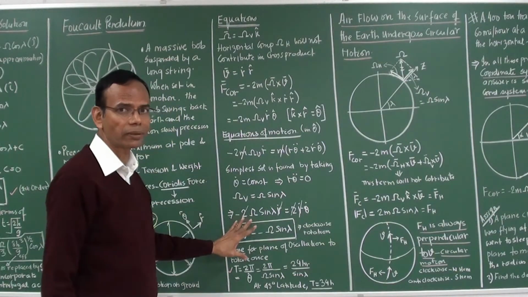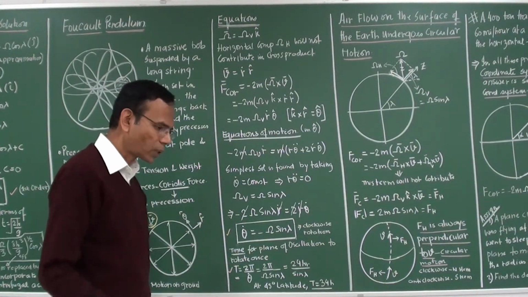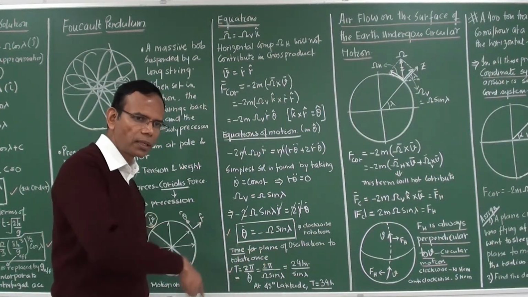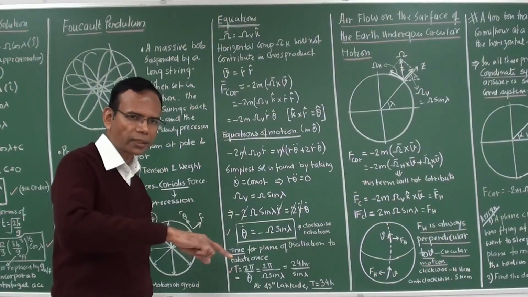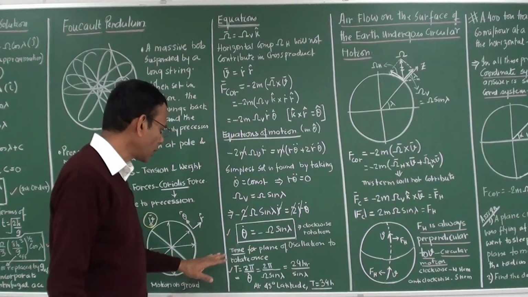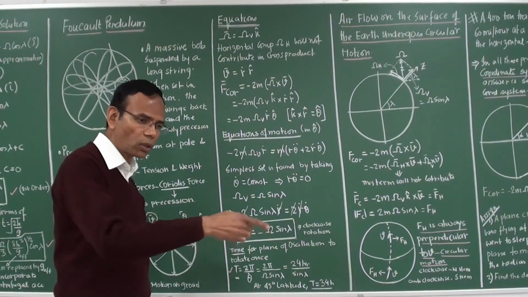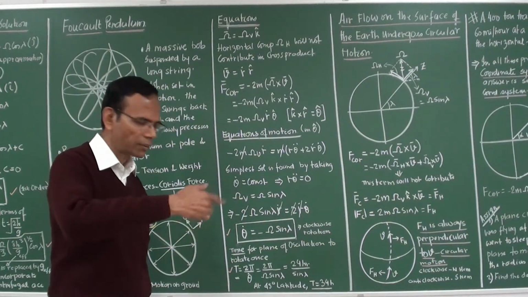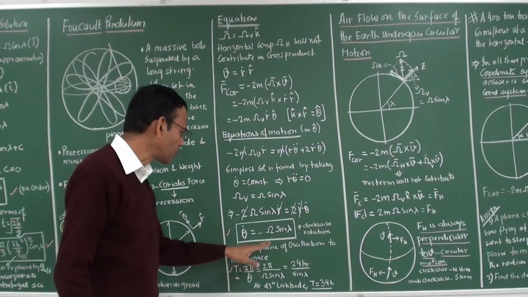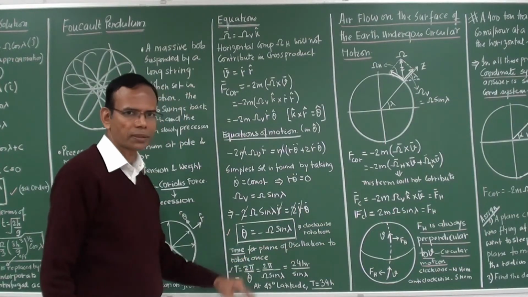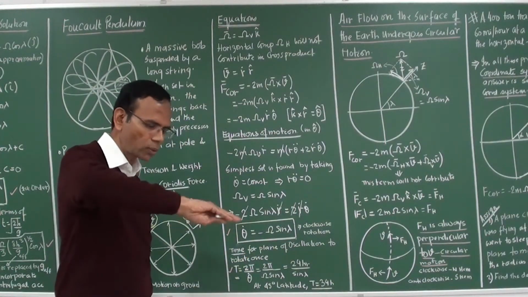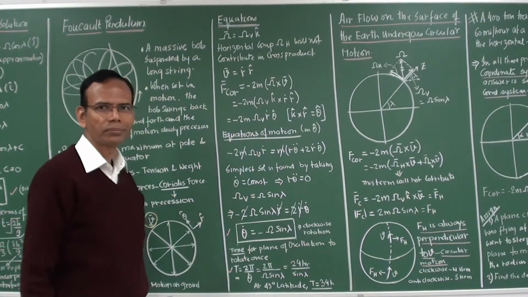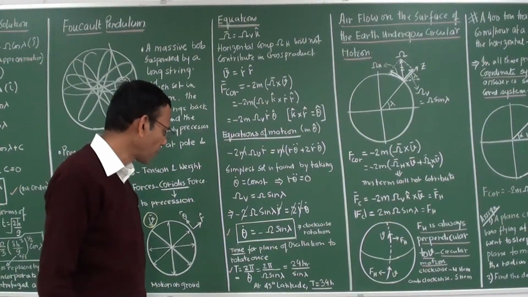So this is the important result we have got: what is theta dot? That means the angular velocity with which the plane is rotating. That means precession. Now let us try to find out the time period when it will come back to its own position again. So the time period for the plane of oscillation to rotate once will be 2 pi by theta dot.